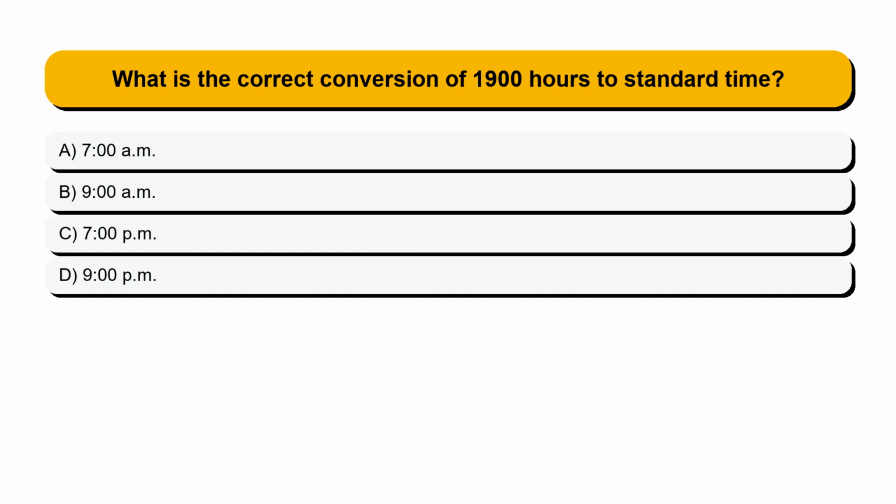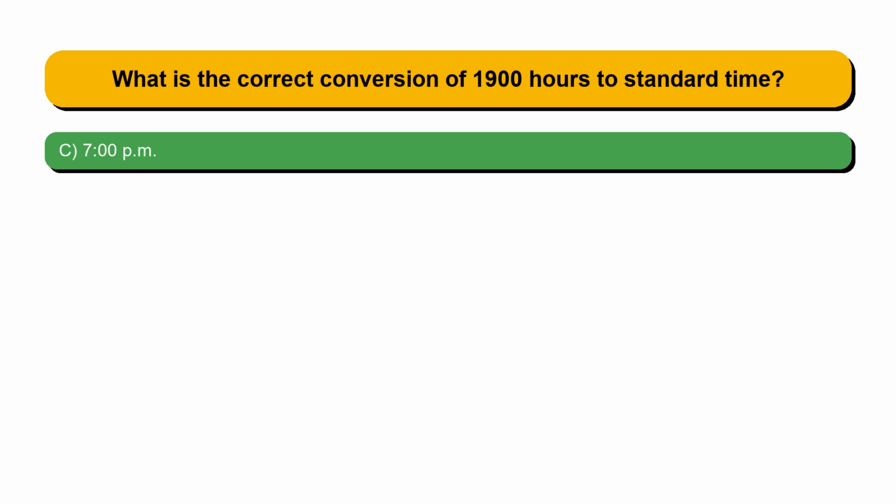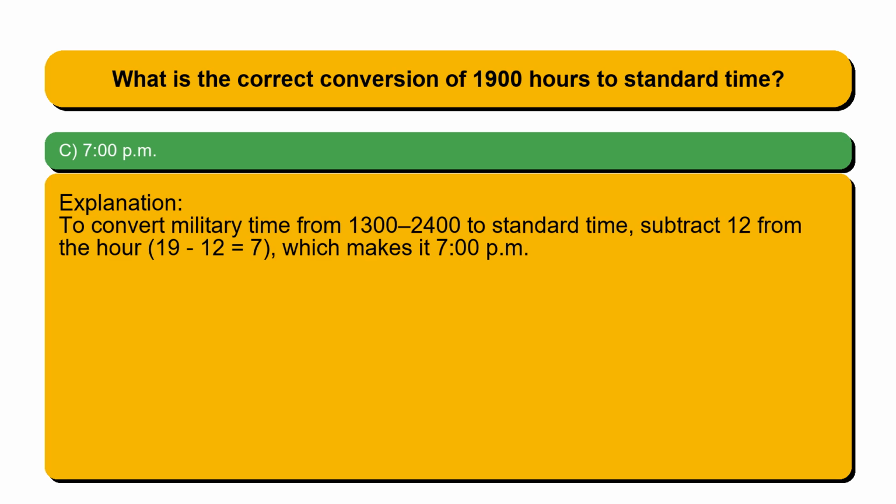Question 6. What is the correct conversion of 1900 hours to standard time? Option A. 7 a.m. Option B. 9 a.m. Option C. 7 p.m. Option D. 9 p.m. The correct answer is option C. 7 p.m. To convert military time from 1300 to 2400 to standard time, subtract 12 from the hour. 19 minus 12 equals 7, which makes it 7 p.m.